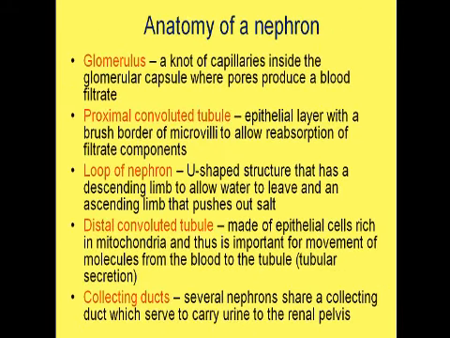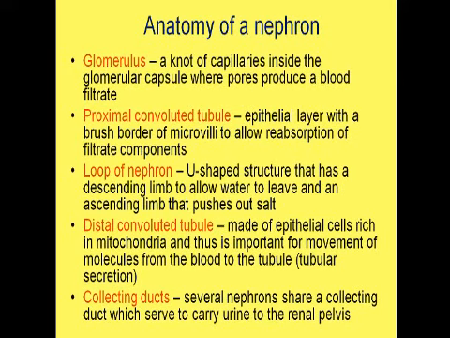So the list of terms. Okay, so the glomerulus is a knot of capillaries. Okay, it's inside this capsule, and it's a filtration membrane. So it's like a piece of filter paper or a coffee filter. And there's pores, there's holes in it, and they're going to produce this stuff. It's not quite urine yet, so we call it filtrate.